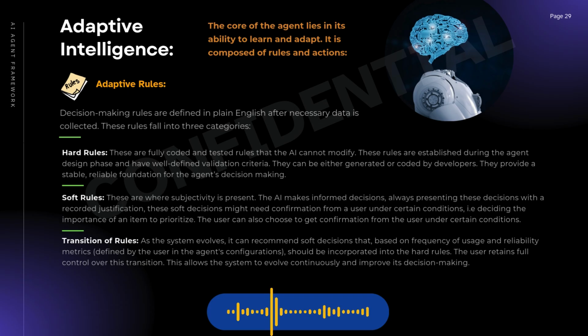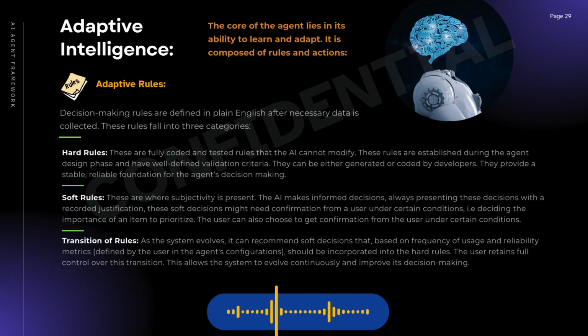So what are the different types of rules? We have three categories: hard rules, soft rules, and the transition of rules. Let's break those down. What are hard rules? Hard rules are like the bedrock of the agent's logic. They're unchanging, and they represent fundamental principles or constraints that shouldn't be violated. So they're like the non-negotiables? You could say that. Think of them like the laws of physics for the AI agent. We wouldn't want the AI making decisions that could put people at risk or violate regulations.